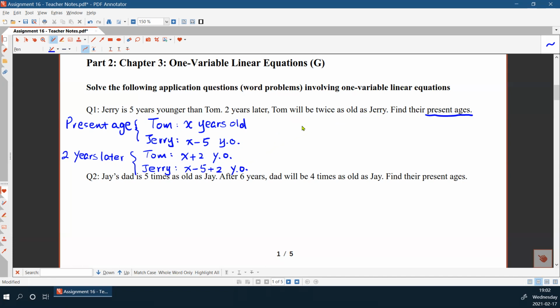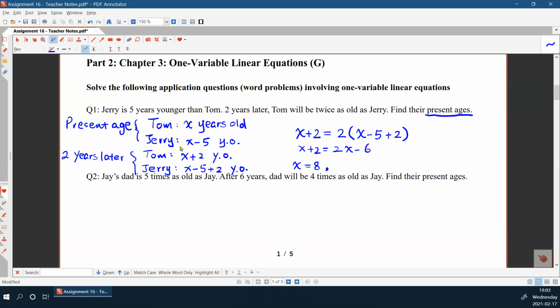So that means in 2 years, Tom's age, which is X plus 2, is twice of Jerry's age, which is X minus 5 plus 2, right? So according to this equation, we can find X. This gives us X equals 8. And what is X here? X is Tom's present age, right?